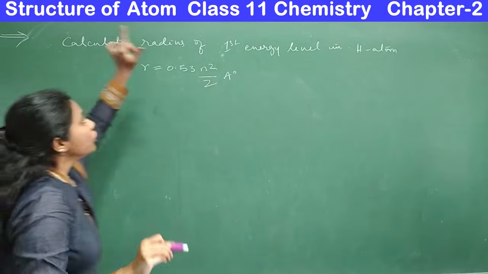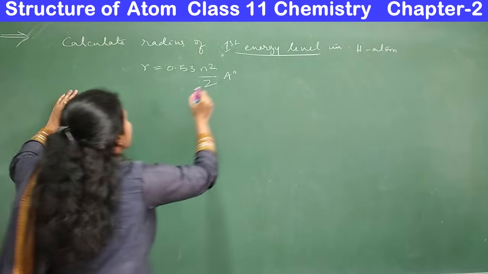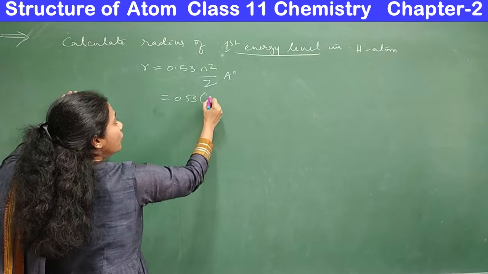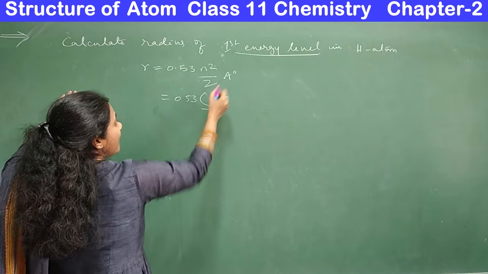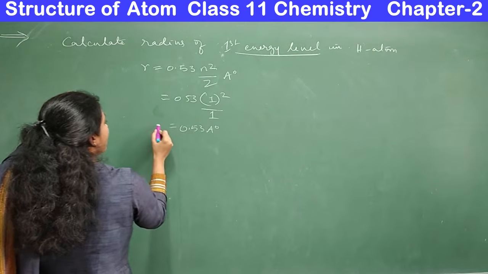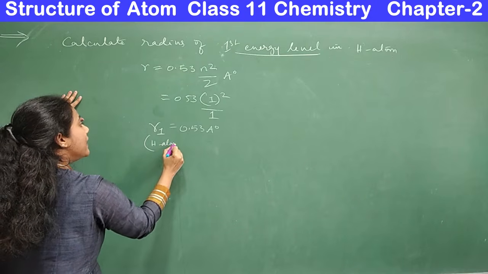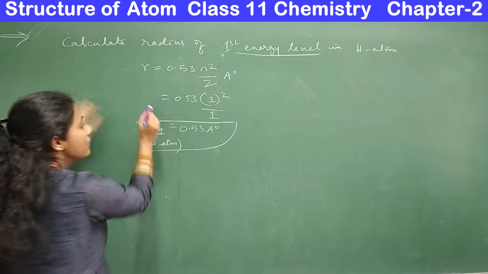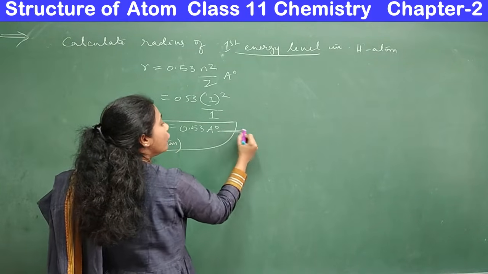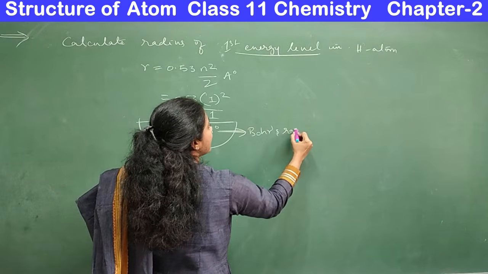So what did I tell you? To calculate the radius of the first shell, that is the first energy level in hydrogen, substitute 0.53. First one, n is equal to 1, that is 1 square. Z value for hydrogen is 1. So it is 0.53 angstrom. The radius of the first orbit of hydrogen atom is 0.53 angstrom. And this value is very, very important. This value we will call Bohr's radius.